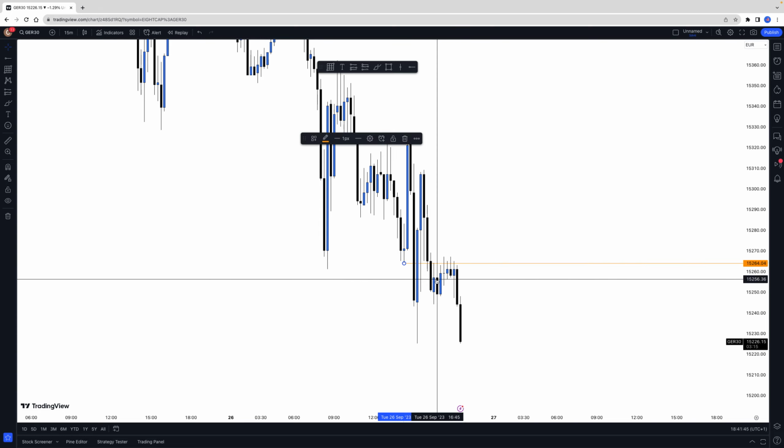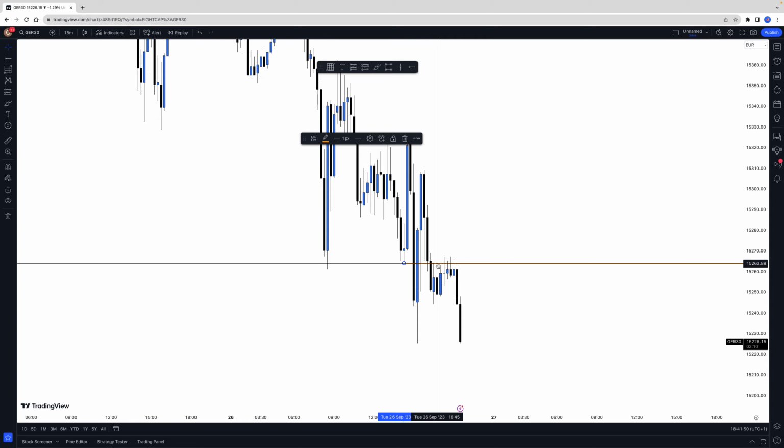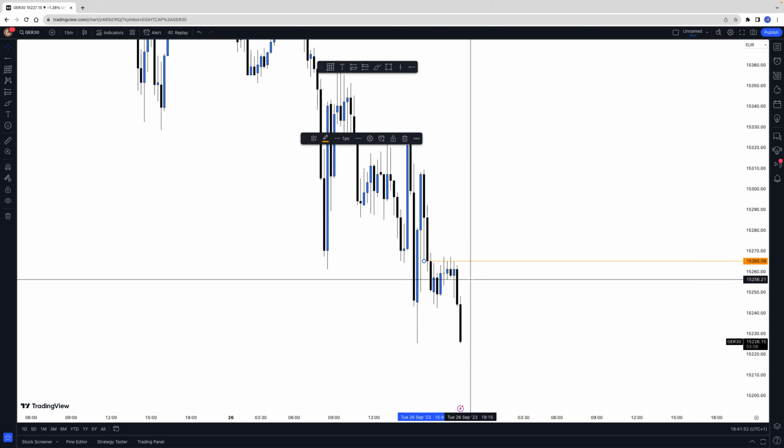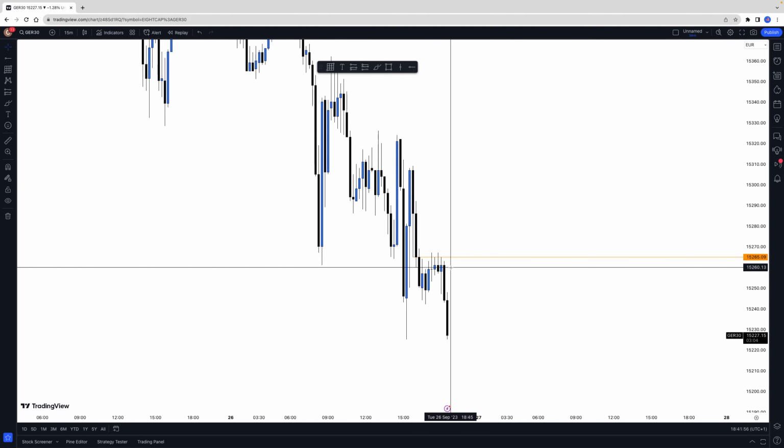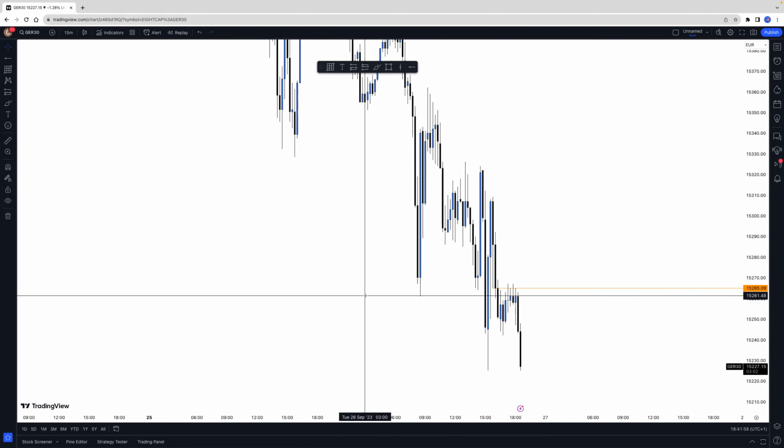Black candle up, black candle down. Blue candle up, black candle down, that's your high. Blue candle up, black candle down, that's your new high right here. That's how you wait for a break of structure and how you determine highs and lows.